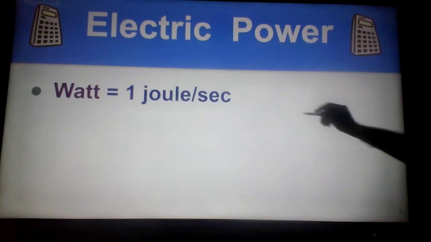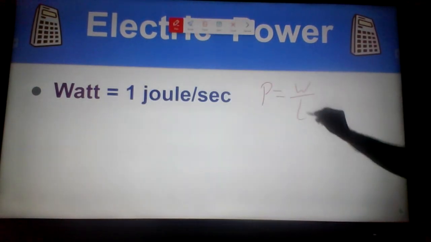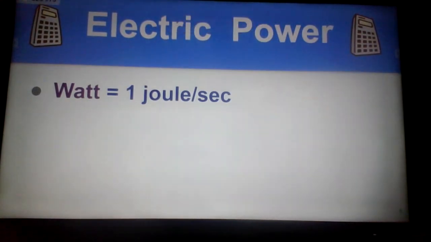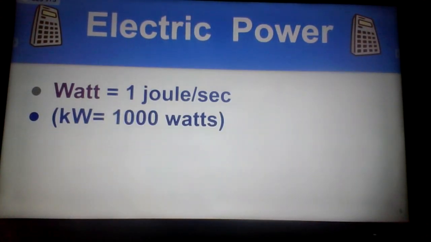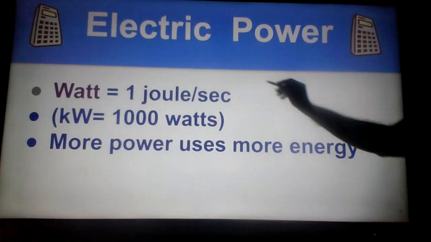So let's remember what that meant. Power equals work divided by time, and it's the same thing in regards to electricity. A kilowatt, remember kilo, the K, that means 1,000 watts. All right? Now, a little common sense here. More power uses more energy. Well, let's think about that.